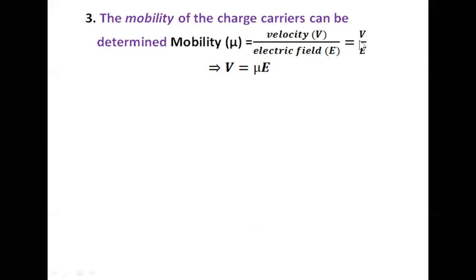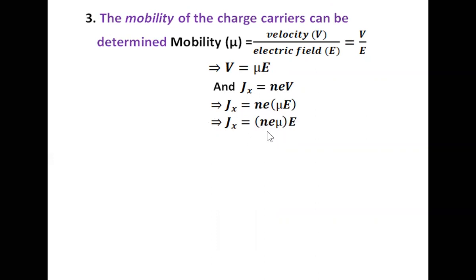So mobility is nothing but velocity by electric field. From this we can write velocity v is equal to mu, the mobility, times the electric field. Now from our previous classes, we know the relation between the current density and velocity, that is J is equal to Nev. Now substitute the value of v from the definition of mobility. We get J is equal to Ne mu E, that is, Jx is equal to Ne mu into E.